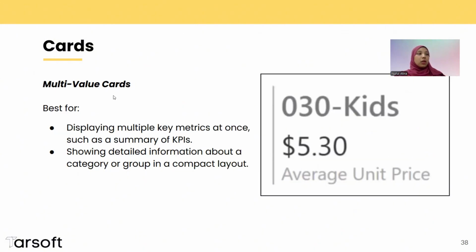For multi-value cards, they're best for displaying multiple key metrics at once, such as a summary of KPIs. Here we have 30 kids, $5.30 average unit price. It shows detailed information about a category or group in a compact layout, so it's easier for you or a stakeholder to see.